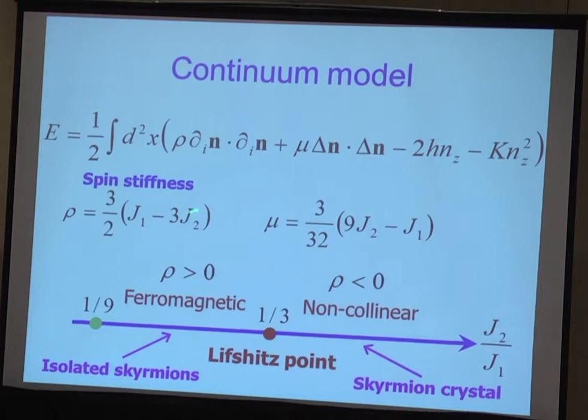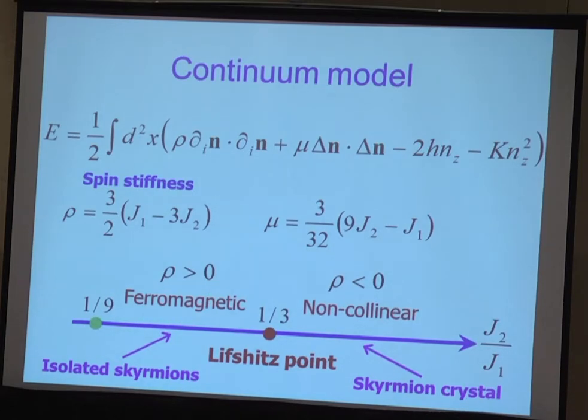So if J2 is larger than 1/3 of J1, then the spin stiffness is negative, meaning that the system wants to be in an inhomogeneous state. So this one can call strongly frustrated magnets. If spin stiffness is negative, then you are in that regime. If spin stiffness is positive, then the ground state is actually ferromagnetic.